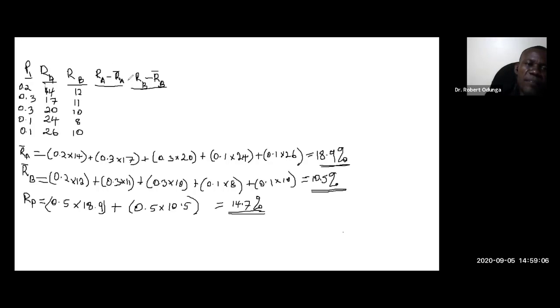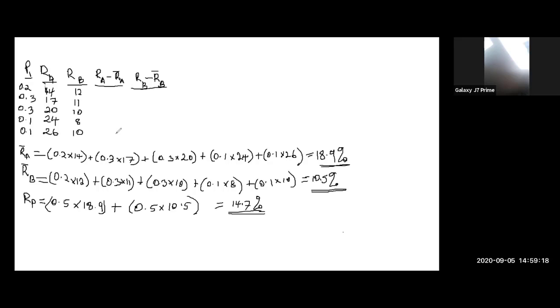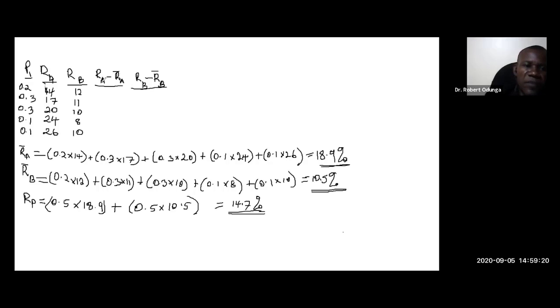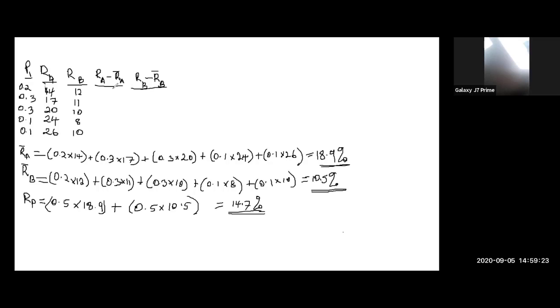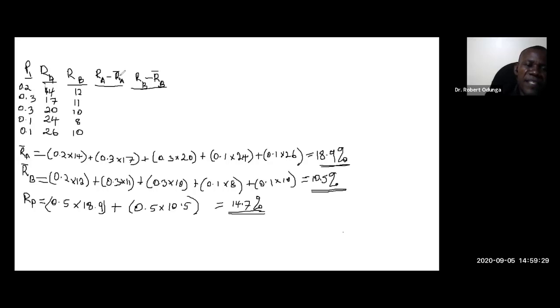So that's why I put this, so that it can be easier for us to work it out, so that whatever total we get will represent the variance or the covariance we are looking for. So what is our RA minus bar RA for case 1? That means 14 minus 18.9. What do you get?